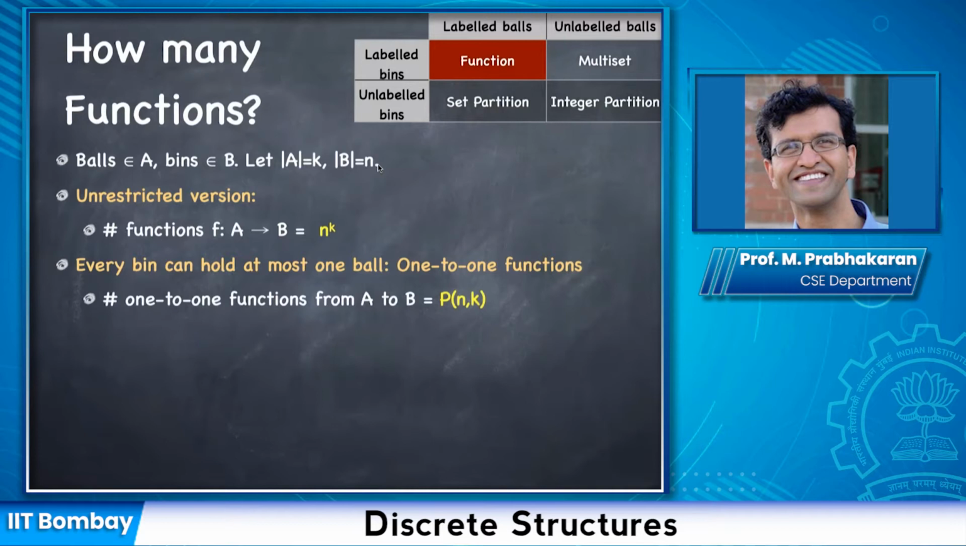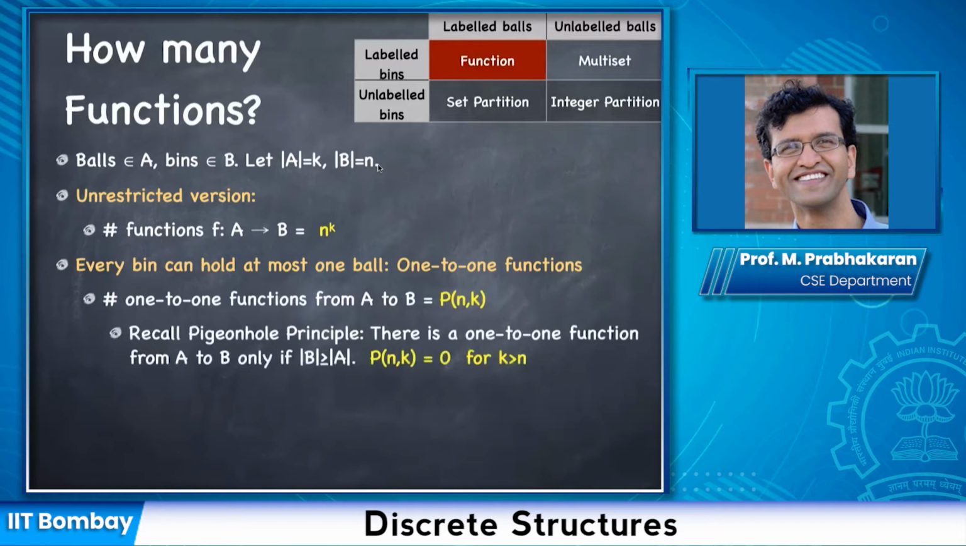We denote it by P(n, k). It is the factorial of n for k factors, or alternately n factorial divided by (n minus k) factorial. Okay. By the way, P(n, k), remember, is 0 when k is greater than n. You cannot throw k balls into n bins if each bin can hold only one ball and you have more balls than bins. So P(n, k) is 0 when k is greater than n.